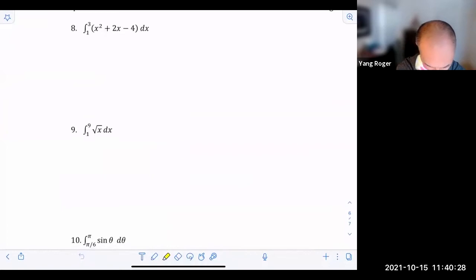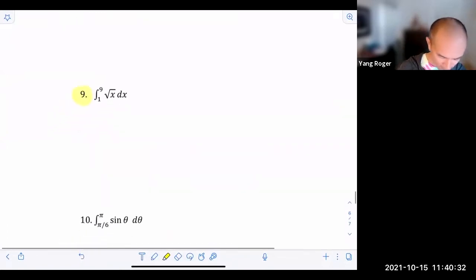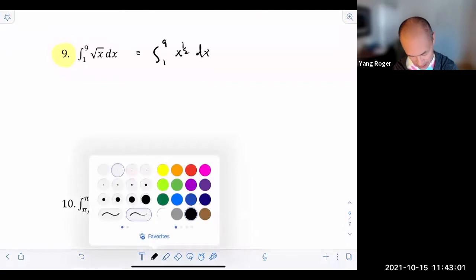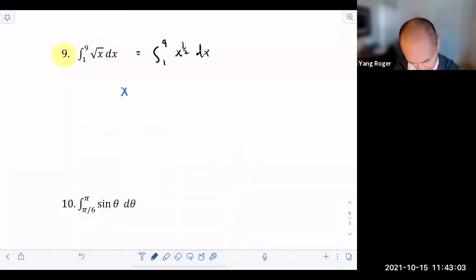Actually, number 9 is less work. Try number 9 first. I guess maybe first thing I'll do is I'll rewrite this. I'll write this integral from 1 to 9 of x to the 1/2 dx. And then when I want to calculate this, I find the antiderivative. That's going to be x to the 3/2 times 2/3. I plug in a 1 and a 9.